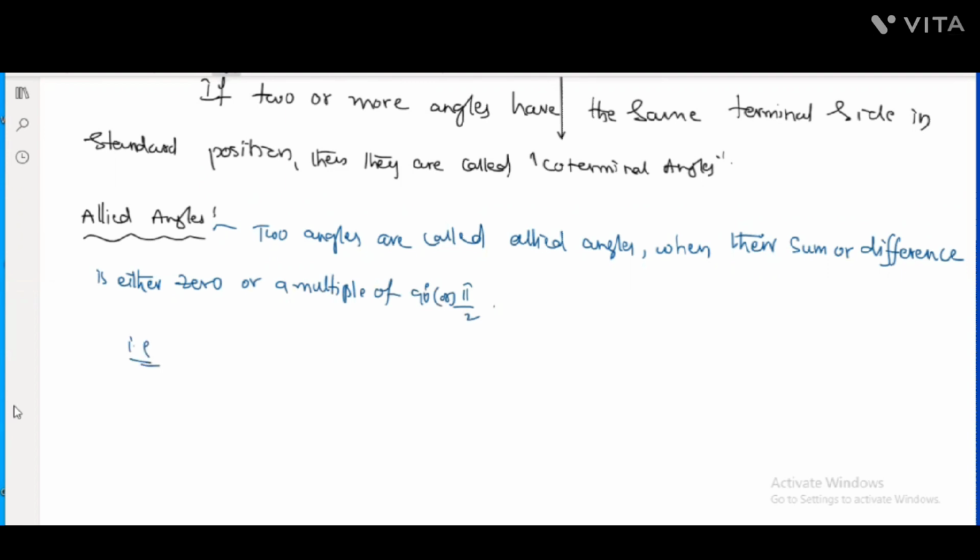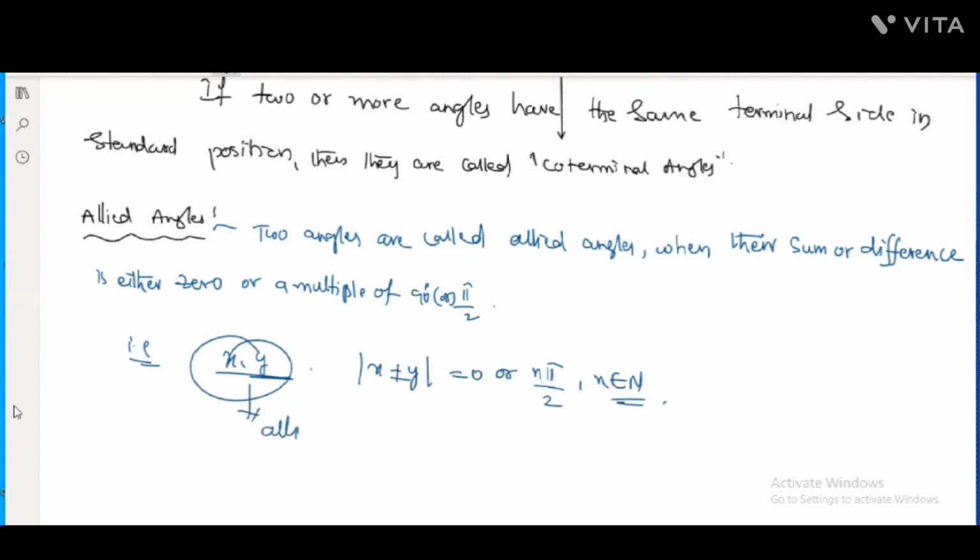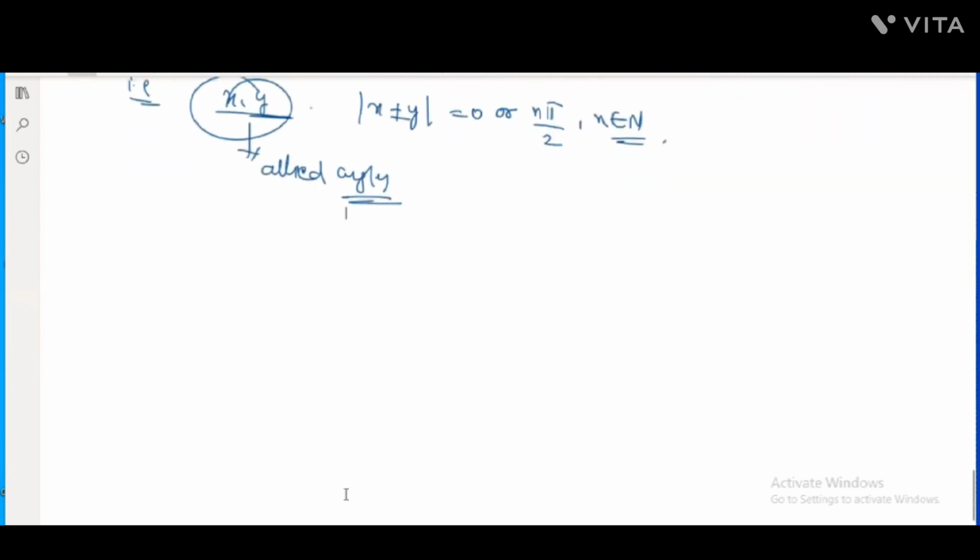That is nothing but, if I assume x and y are two angles, and they satisfy mod of x plus y is equal to 0 or n pi by 2, where n belongs to natural numbers only, then we can say x and y are allied angles. So I hope you understand what is meant by allied angles.